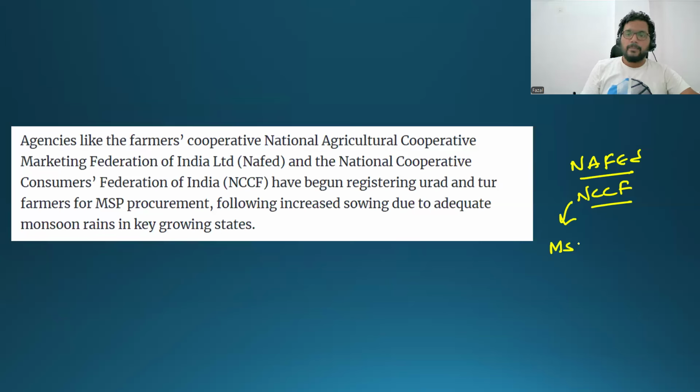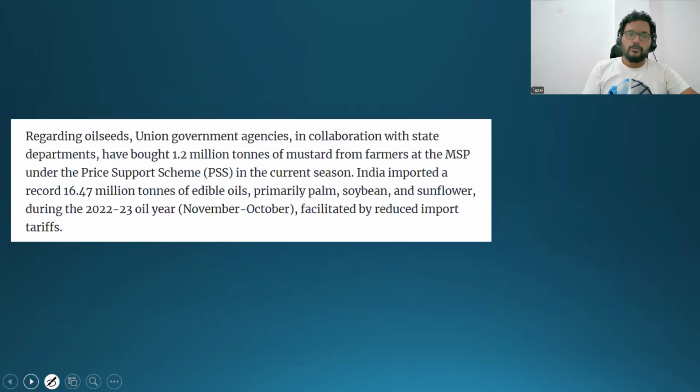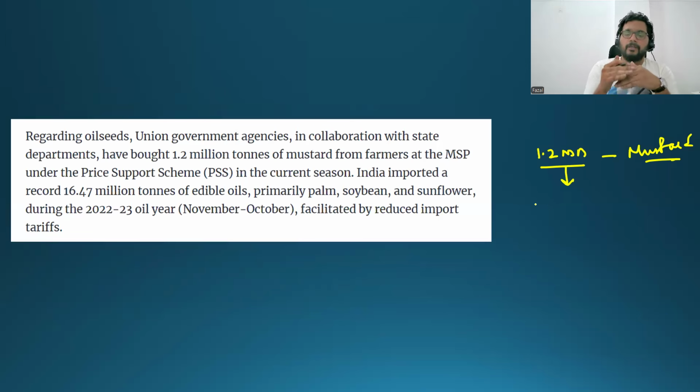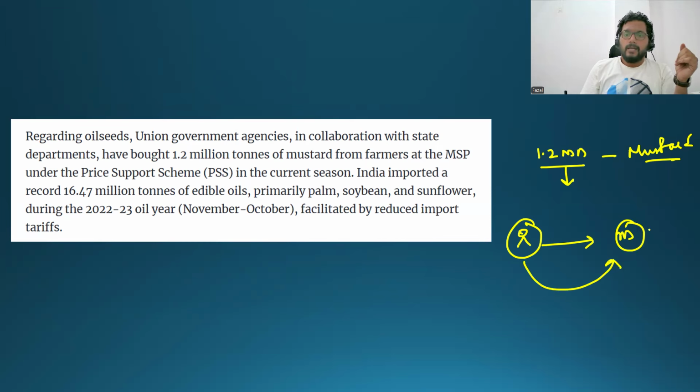So the government is declaring high MSP. These institutions are involved in the procurement, indirectly giving benefits to the farmers. Regarding oilseeds, union government agencies in collaboration with State departments have procured 1.2 million tons of mustard at the MSP under the price support scheme. So price support scheme means if the farmer produces goods and takes them to the market, there might be fluctuations. With higher prices, the farmer will get the higher prices only.